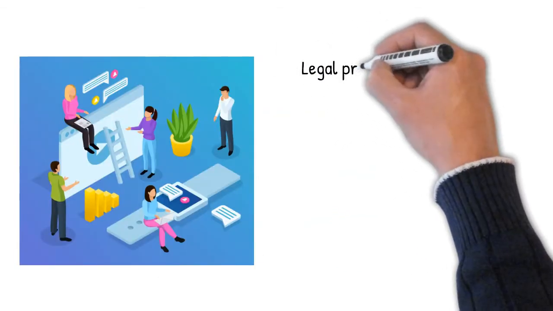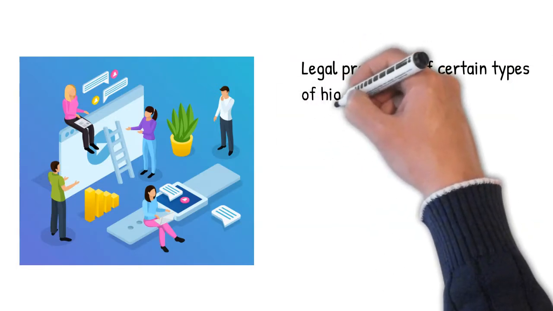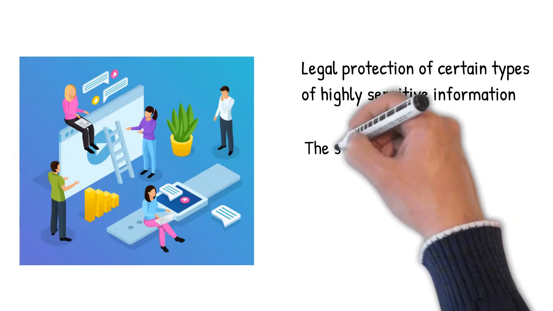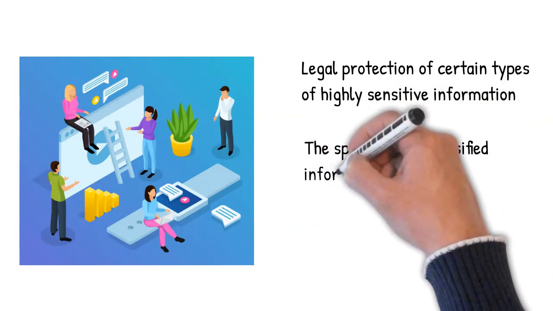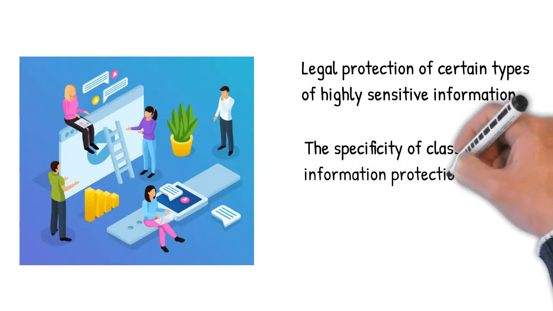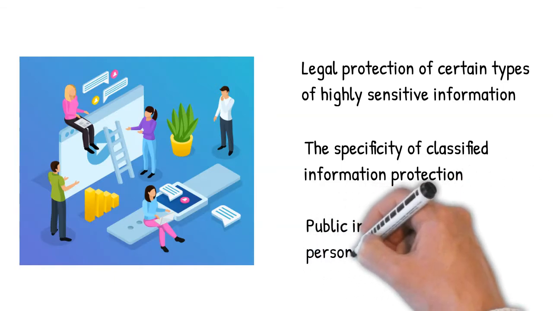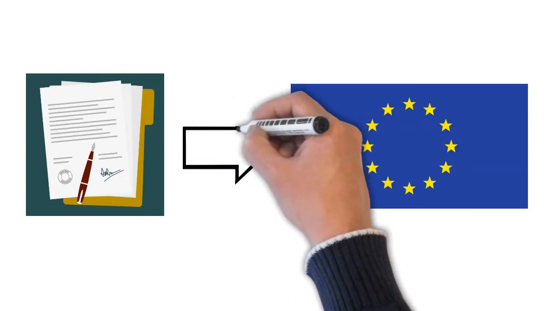The module discusses key issues related to the legal protection of certain types of highly sensitive information, which requires the adoption and application of specific legal measures to guarantee their security. The module particularly focuses on the specificity of classified information protection, public information and personal data protection as examples of such types of information. Another aspect of legal regulations on information security, which is presented in the module, is the forms of legislation in the EU.